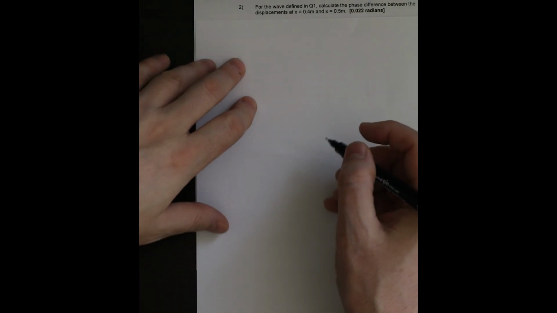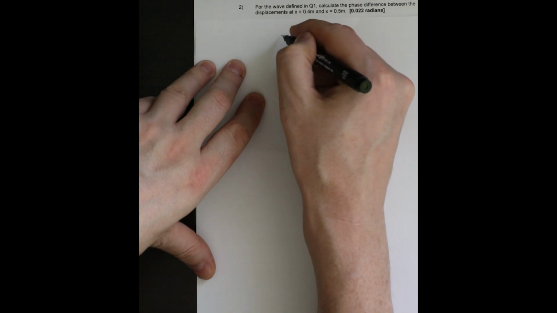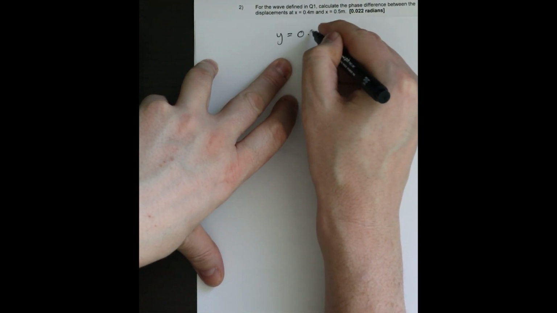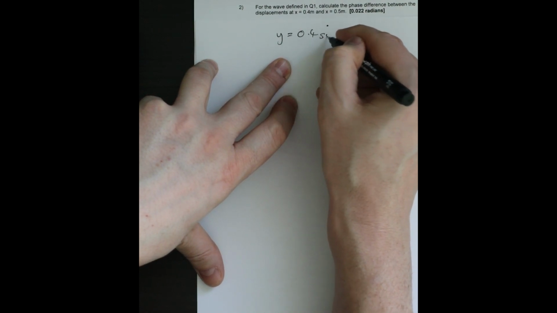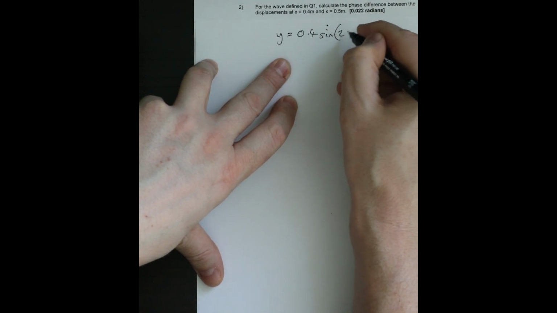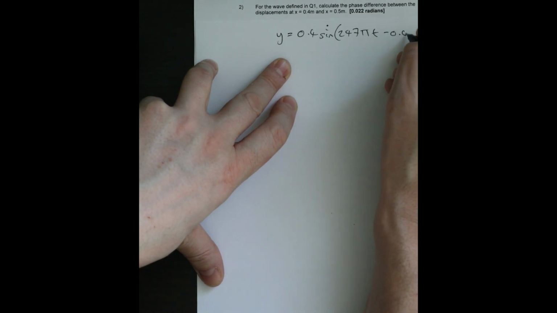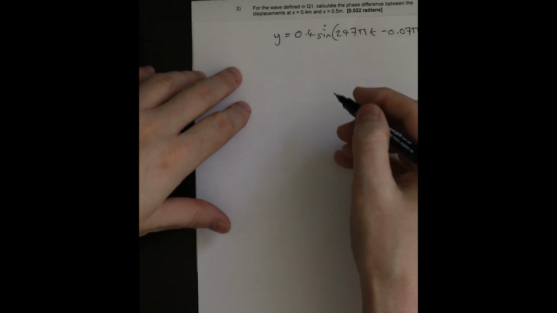Right, so question 2 is asking us to use the same wave as in question 1. Just to remind ourselves, the equation was y equals 0.4 sine of 247 pi t minus 0.07 pi x. And what it's asking us to do is calculate the phase difference between the displacements at x equals 0.4 and x equals 0.5. So phase difference describes a number of different things to do with waves.